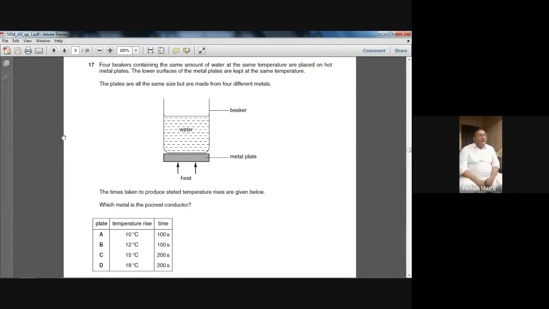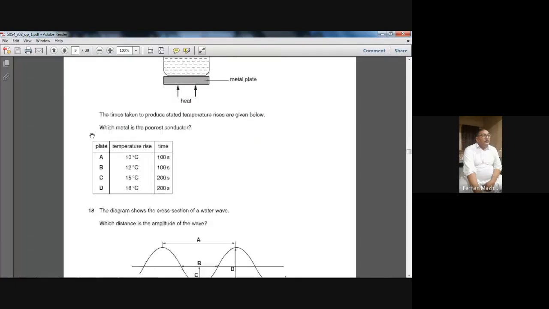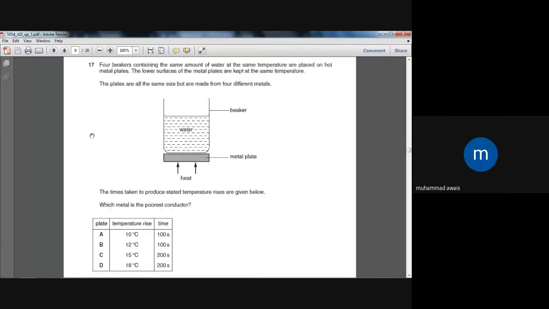So, we will calculate the thermal capacity. We cannot even calculate the thermal capacity here because we only have the change in the temperature divided by time. So, we will calculate the rate of change of temperature. For the poorest conductor, we will calculate the rate of change of temperature. And what is the rate of change of temperature? That is the change in temperature, delta theta, divided by the time taken. Understand the idea? So that is change in temperature divided by time.